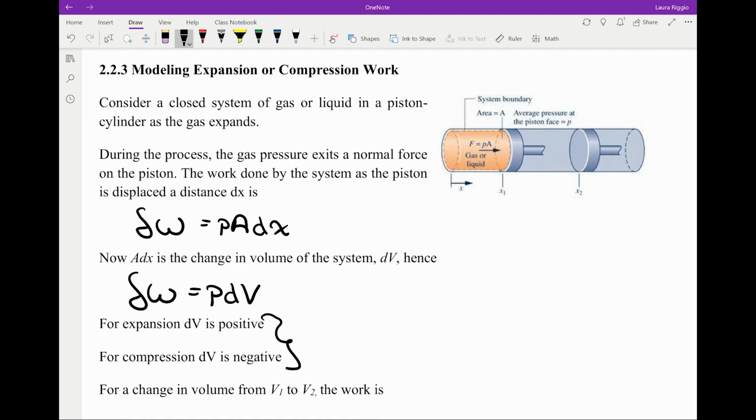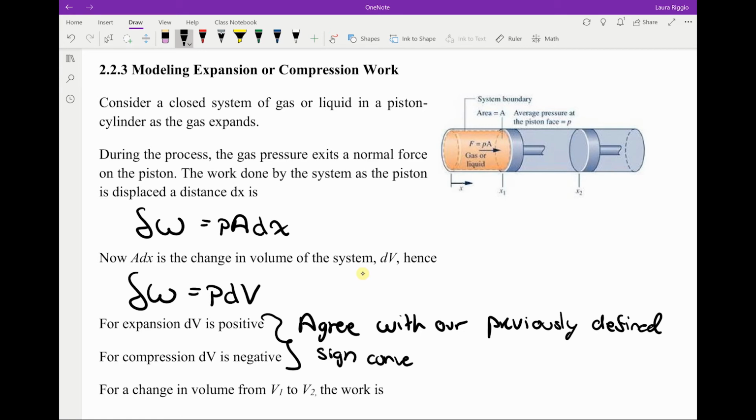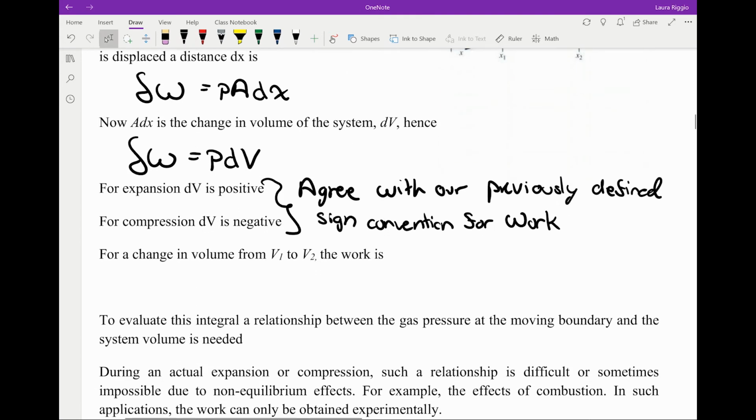So these agree with our previously defined sign convention for work. The change in volume is from V1 to V2. So our work is equal to the integral from V1 to V2 of P dV.